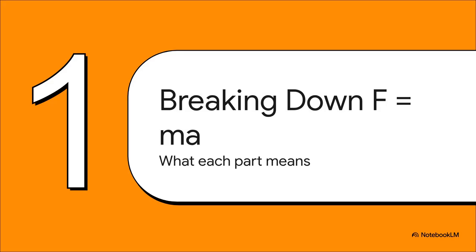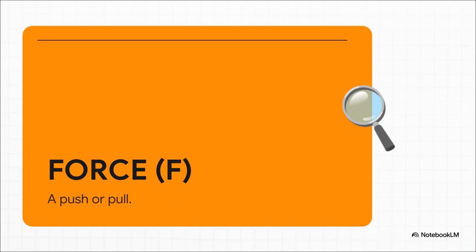Okay, so F, M, A. What do they actually mean? Let's break this famous formula down piece by piece so we can really get what's going on. First up, we've got F, and that stands for force. It's really simple. A force is just a push or a pull. That's it. It's the push you give a door to open it, or the invisible pull of gravity that's keeping your feet on the floor right now.